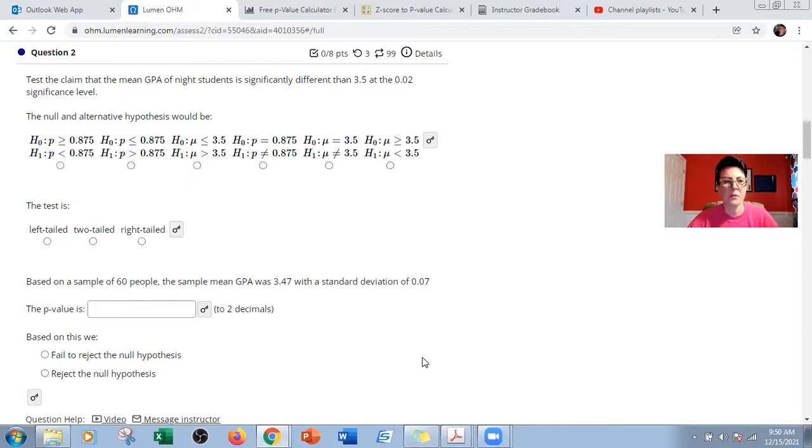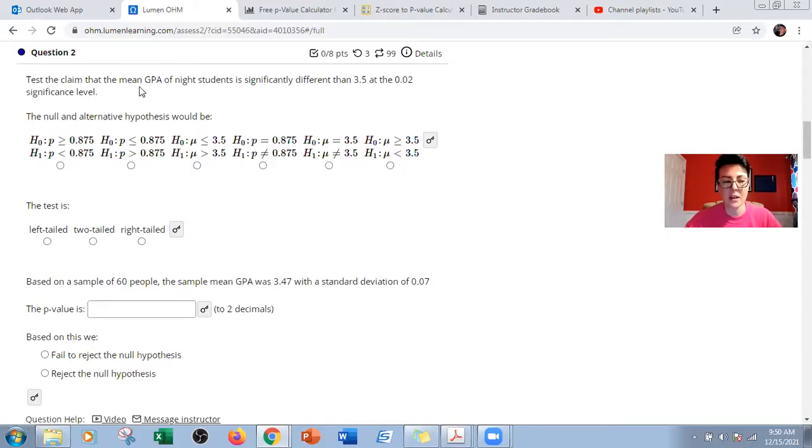Okay, perfect. So test the claim that the mean GPA of night students is significantly different than 3.5 at the 0.02 significance level. One of the first things I do when I look at this information is write down that my alpha is 0.02. That's actually really important. I write that down.